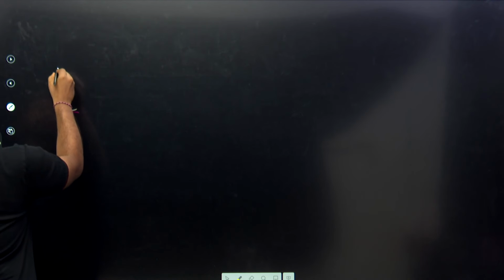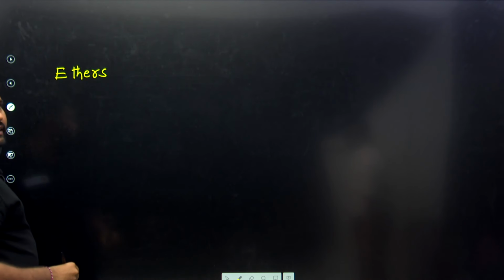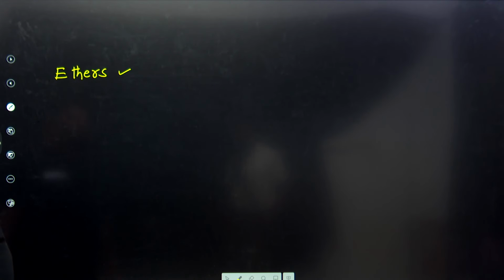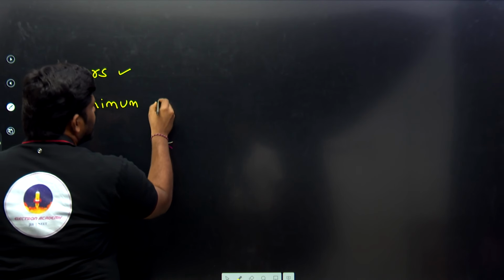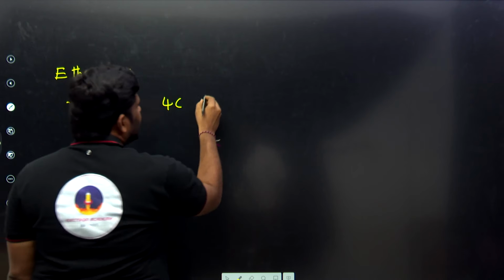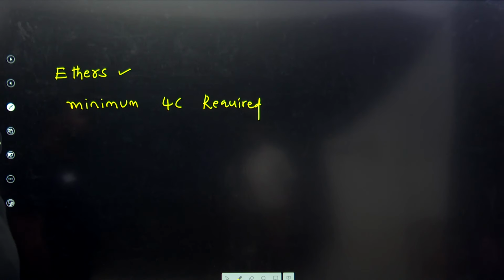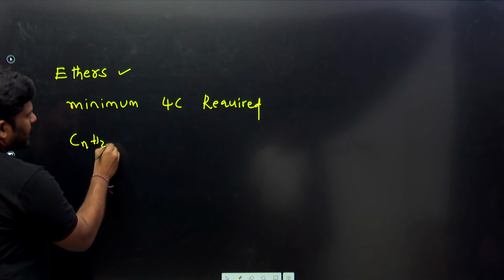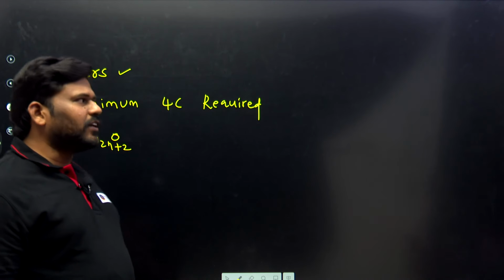So note: minimum, ethers exhibit metamerism. Yes, ethers exhibit metamerism. Minimum how many carbons are required? Minimum 4 carbons are required. For example, what is the formula for ether? CnH2n+2O. This is the general formula for ether.